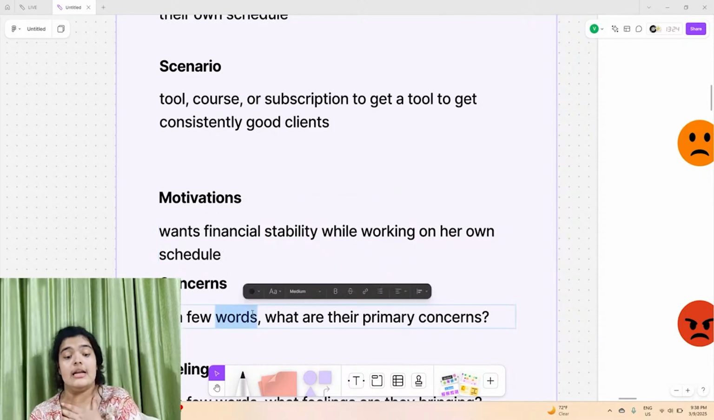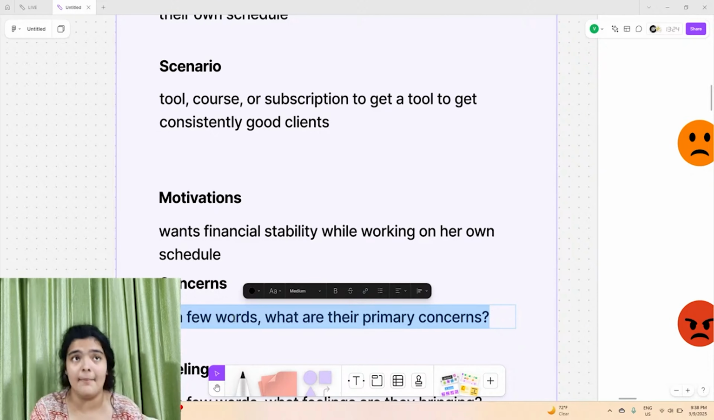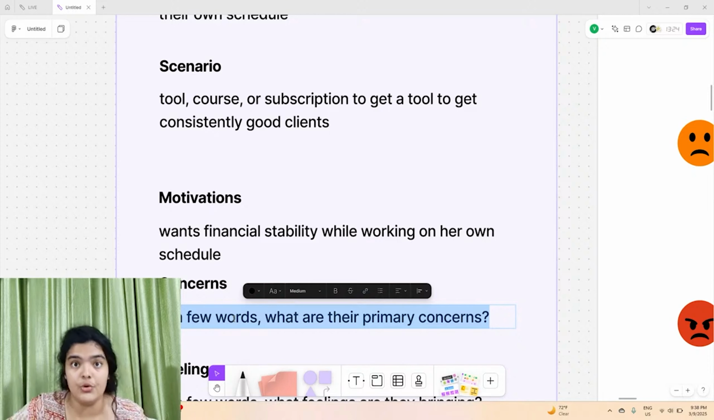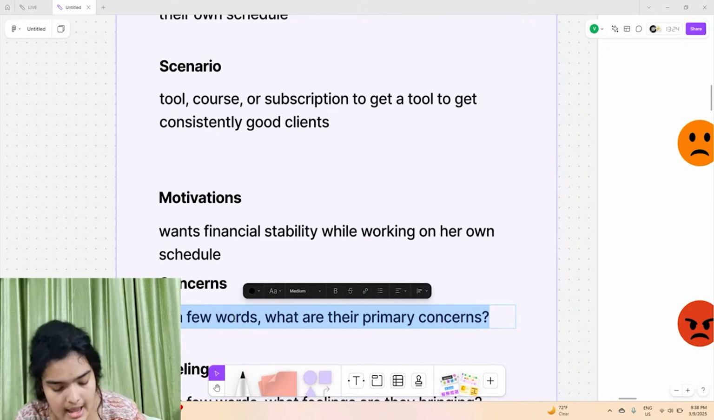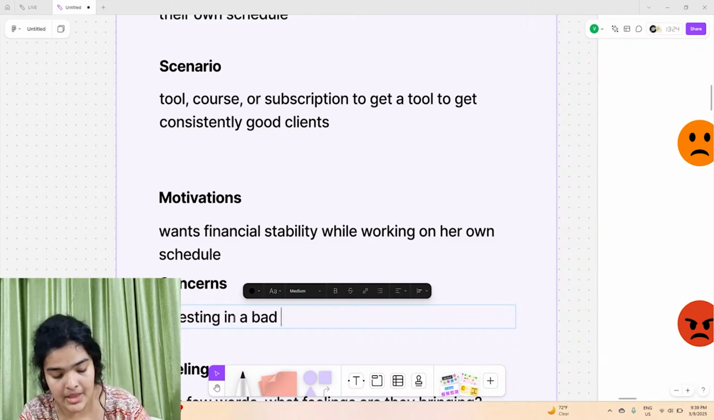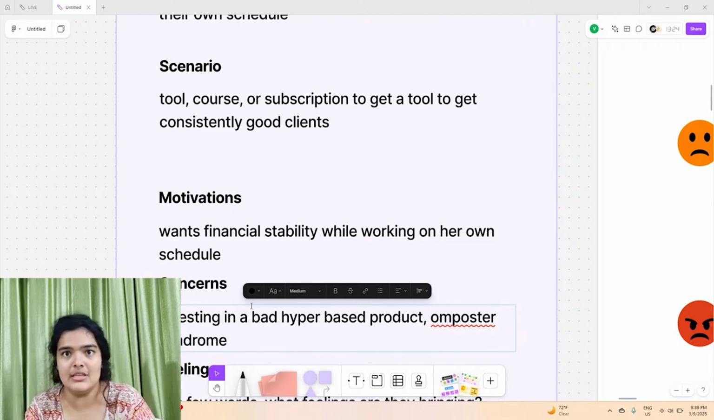What are the concerns that this person has? Let's talk about primary concerns. They're worrying about investing in a tool, product, or service that isn't good enough for their money, that won't deliver success but just gives out empty hype. Also, she's concerned about even if she is good enough to be a freelancer in the first place. So their concern is investing in a bad hype-based product, and they're also struggling with imposter syndrome because, of course, a lot of bad experiences will do that to you.